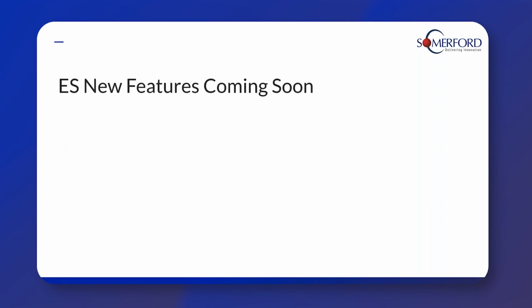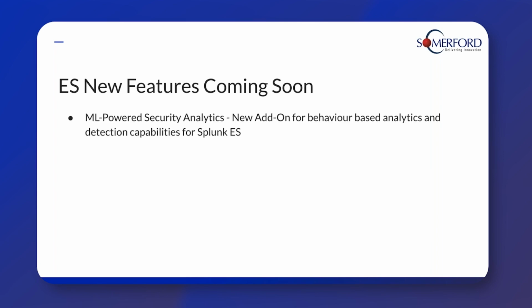Most of these are actually all coming soon. There's not been a new ES release that recently, but they have things in the pipeline that they expect to be releasing in the next version of Enterprise Security, and they'll obviously be looking at new things further than that. One of the first things I've already talked about is that new add-on for behavior-based analytics and detection capabilities for Splunk ES using ML.